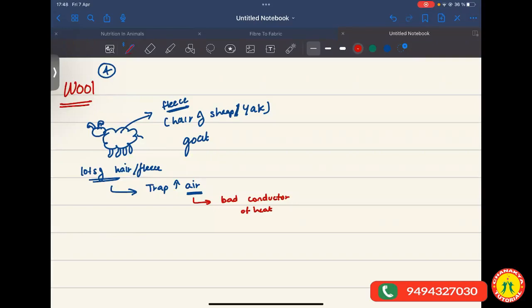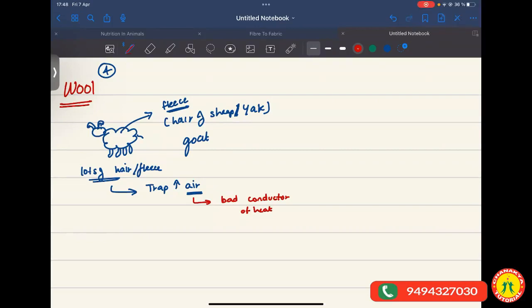So if air is a bad conductor of heat, then why is it helping us stay warm? It should keep our body cold if it's a bad conductor of heat, right? Why is it keeping our body warm? Ma'am, because it is trapped when we wear clothes, ma'am. Okay, that is fine.